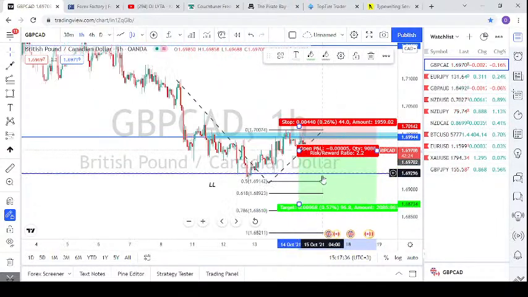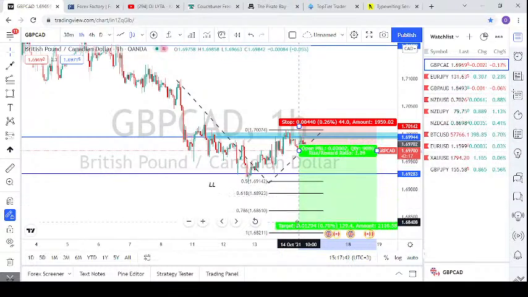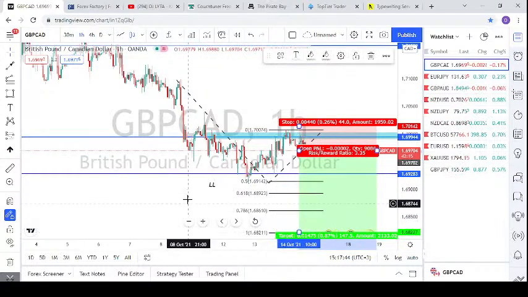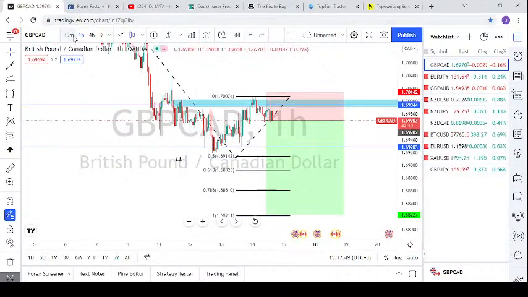Maybe once we see some good price action. Remember, our first target is always at 50. Our best target is always at 61.8, and our final target is always at 1. What you can do is also stack up your positions.